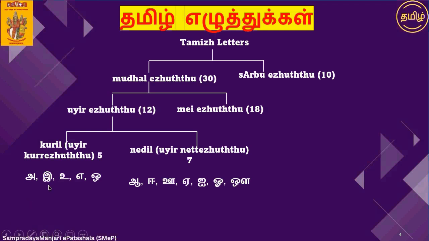அ இ உ இதெல்லாம் குறுகிய ஓசை, ஜஸ்ட் ஒன் டேப் சவுண்ட். இது வரைக்கும் we have completed under this kuril, we have completed அ இ உ. அது வரைக்கும் முடிச்சிருக்கோம். Today we are going to see the other two letters. நெடில் அப்படின்னா லாங் சவுண்ட் வவல், ஆ. We will be seeing the other letters today.